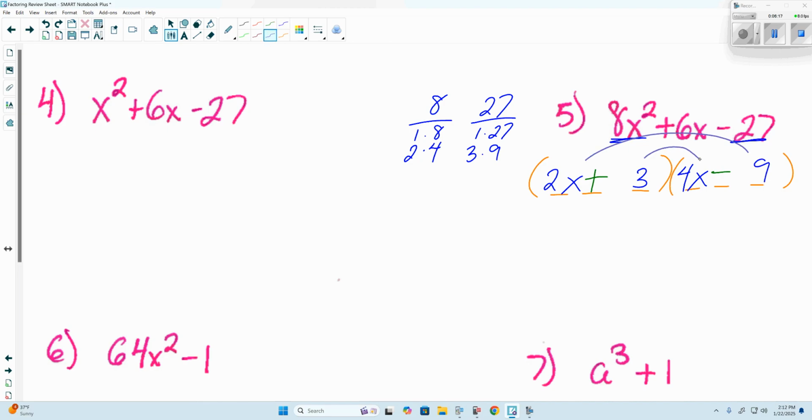And lastly, after we plug them in, we need to check and make sure we do get the middle term of positive 6x. 2x times negative 9 is negative 18x. 3 times 4x is going to be positive 12x. Negative 18x plus 12x. Negative 18 plus 12 is negative 6x.